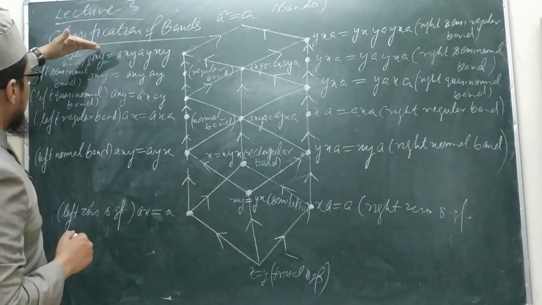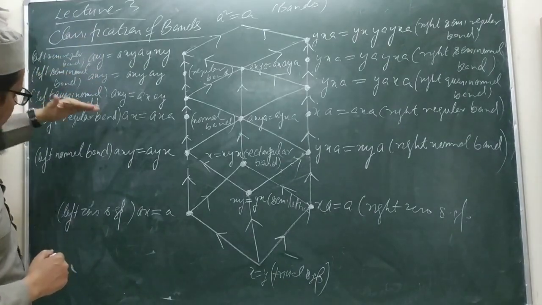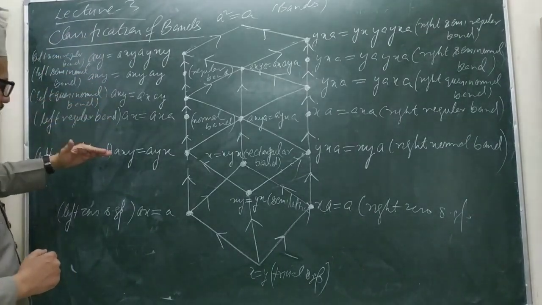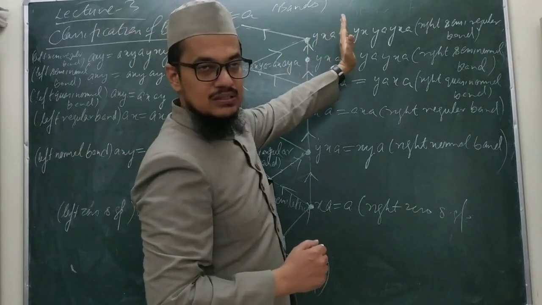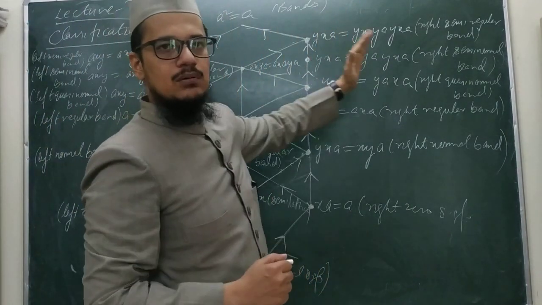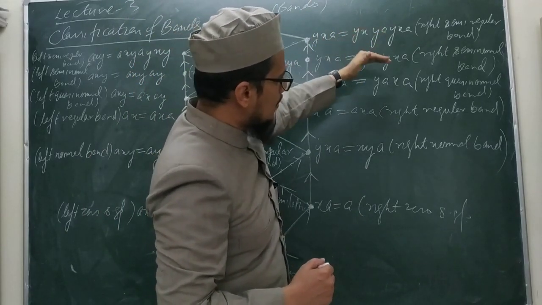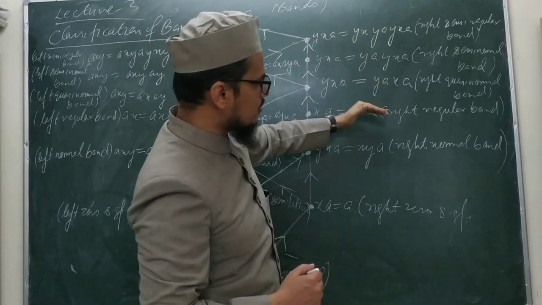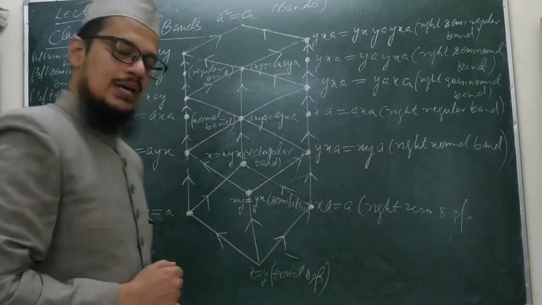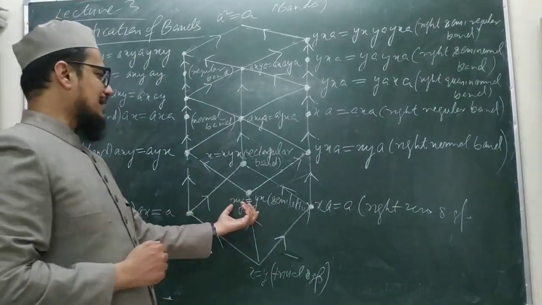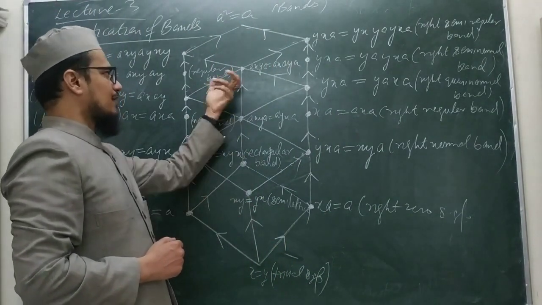So this is left semi-regular band, this is left semi-normal band, this is left quasi-normal band, this is left regular band, this is left normal band, this is left zero semigroup. And these are the right ones, that is, the duals of the left. Right semi-regular band, right semi-normal band, right quasi-normal band, right regular band, right normal band, right zero semigroup. And in between, semilattice, rectangular band, normal band, regular band.